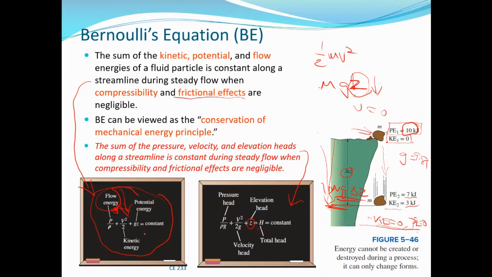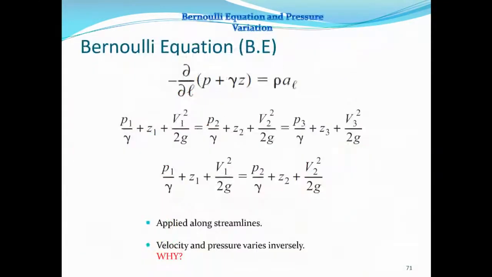But when you add all the energies, mechanical energy, flow energy, kinetic and potential, the sum remains the same. This is the definition of the Bernoulli equation. If you consider two or three points along a streamline, this is point 1, point 2, this is point 3, it remains the same. It is applied along streamlines, and velocity and pressure vary inversely. Why? We are going to explain that.